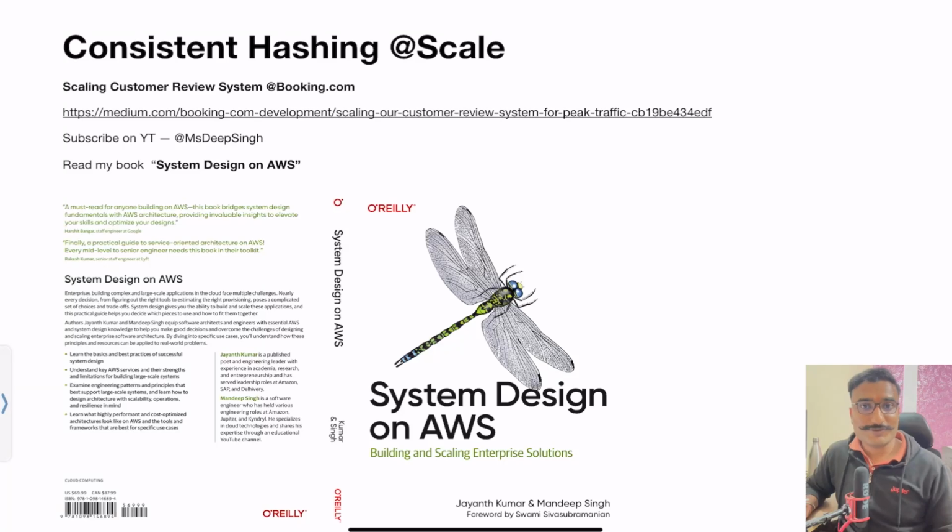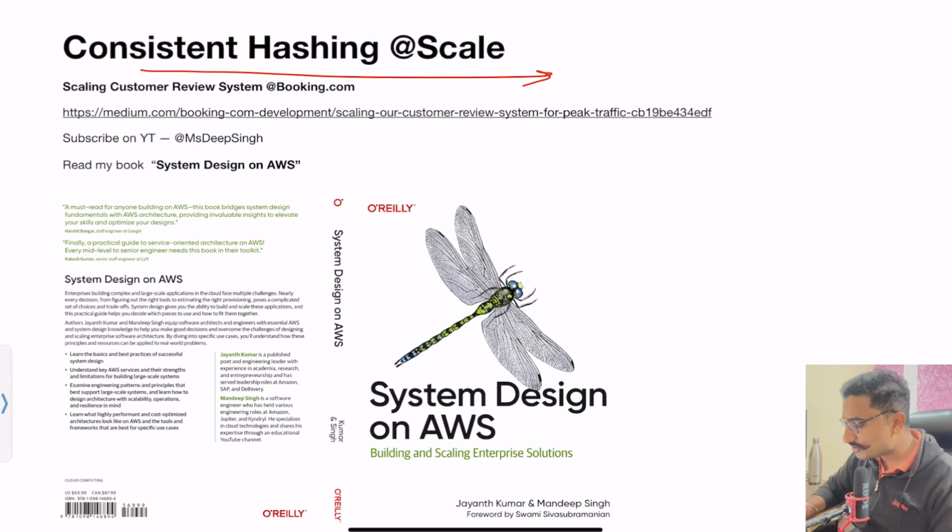Hello everyone, this is Singh and I'm back with another deep dive in which we will be talking about consistent hashing at scale. This is a discussion from the engineering blog of booking.com, which talks about how the customer review system is scaled.